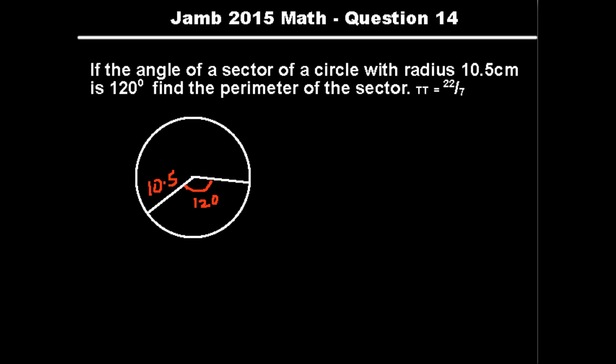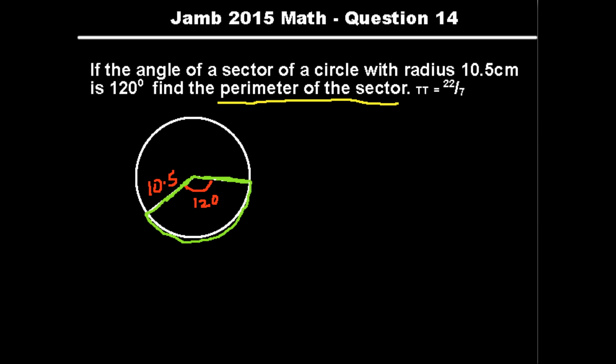All right, what are we actually being asked to find? The perimeter of the sector. This is actually the part that most people get tripped up on. So I'm going to draw this perimeter in green. The perimeter is this line, and the arc. Remember, the perimeter is the distance around any given shape.